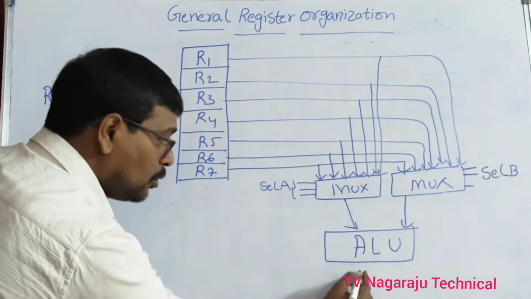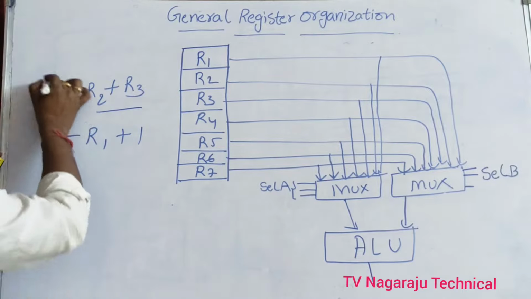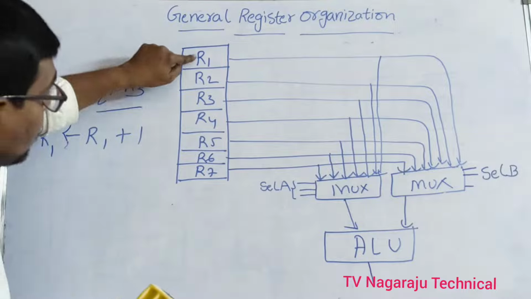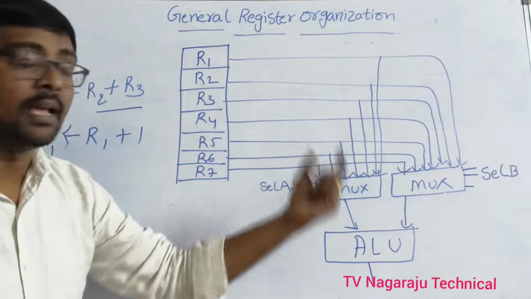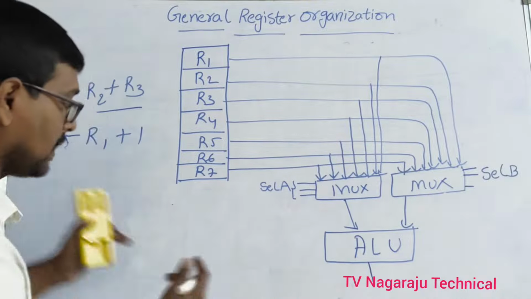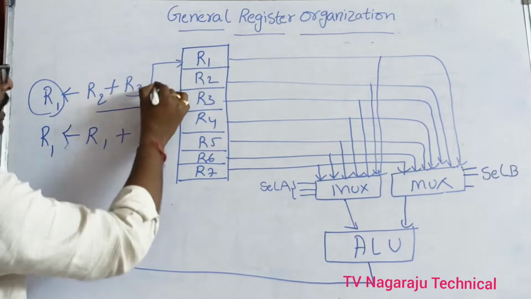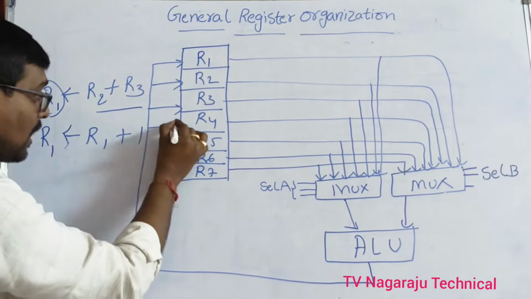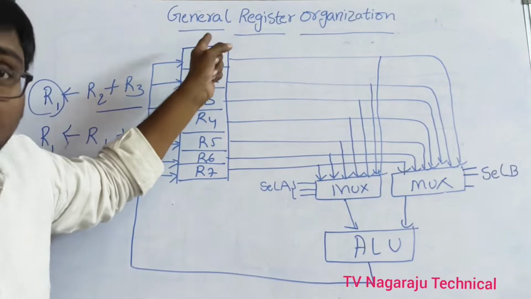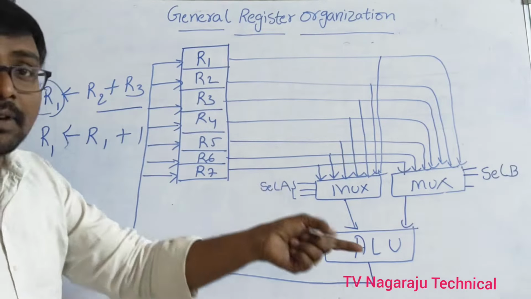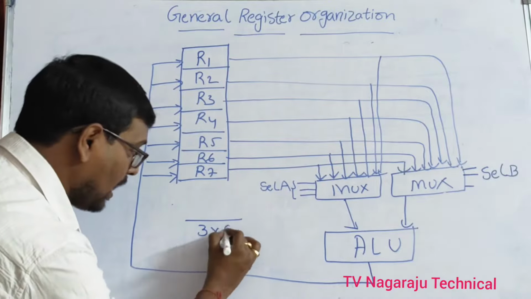Now what does the ALU do? Whatever the inputs taken, it performs the operation. After doing the operation, again the result is copied into either R1, R2, R3. Which one? We don't know. Here also we don't know which register. That is the reason I pass it to a multiplexer. Here also, what am I doing? The output is also connected to all the registers. But among 7 registers, only one register holds the output.